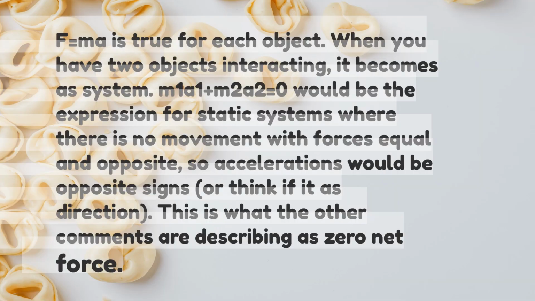F equals ma is true for each object. When you have two objects interacting, it becomes a system. M1A1 plus M2A2 equals 0 would be the expression for static systems where there is no movement, with forces equal and opposite. So accelerations would be opposite signs. Or think of it as direction. This is what the other comments are describing as zero net force.